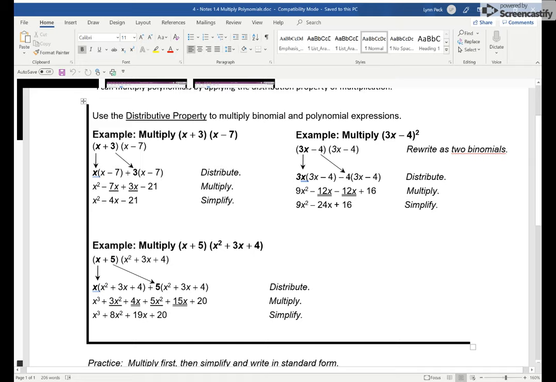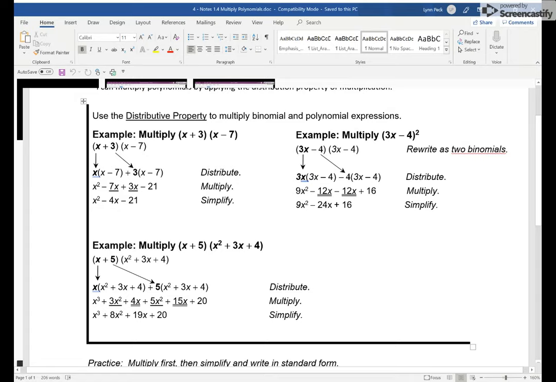Number 4, I'm going to FOIL as well. It's just a binomial times a binomial. P times p is p squared. P times 6 is positive 6p. Negative 6 times p is negative 6p. And negative 6 times positive 6 is negative 36. When I go to combine like terms here, positive 6p and negative 6p in the middle add to be 0p. So I don't have any p's left. I just have a p squared and negative 36.